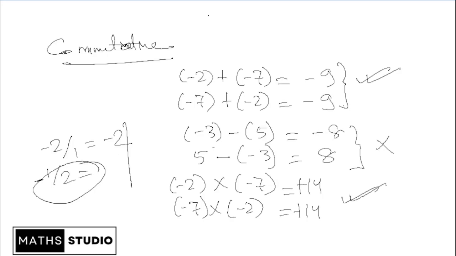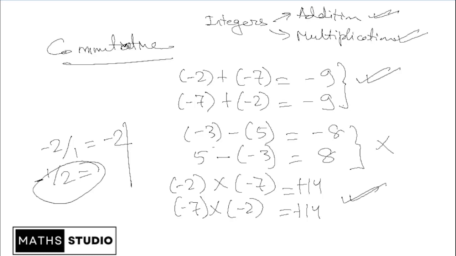In commutative property, over integers, addition and multiplication will follow the commutative rule, but subtraction and division will not follow the commutative rule. So we have seen the closure property and the commutative property.